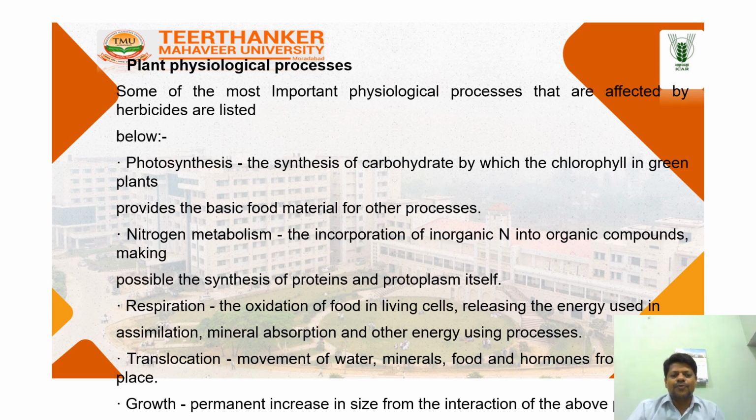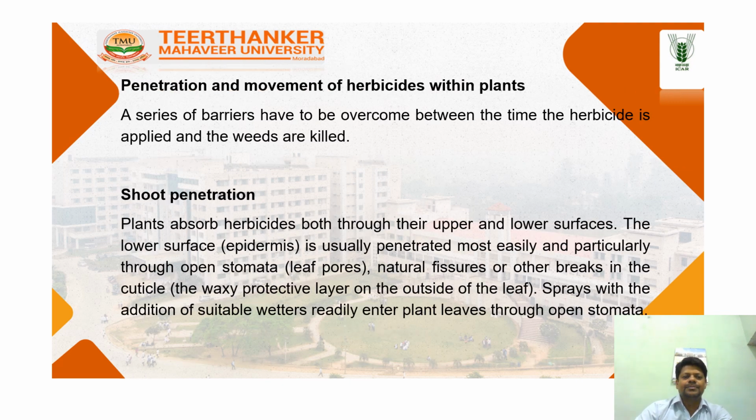Translocation: movement of water, minerals, food and hormones from one place to another. Growth: permanent increase in size from the interaction of the above processes. So these are the points on how herbicides kill the plant.